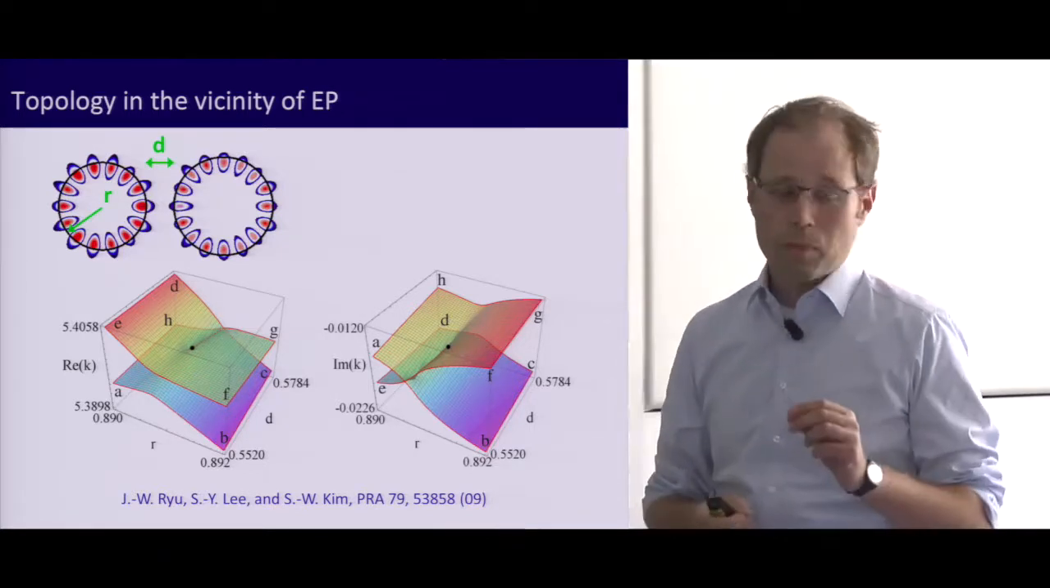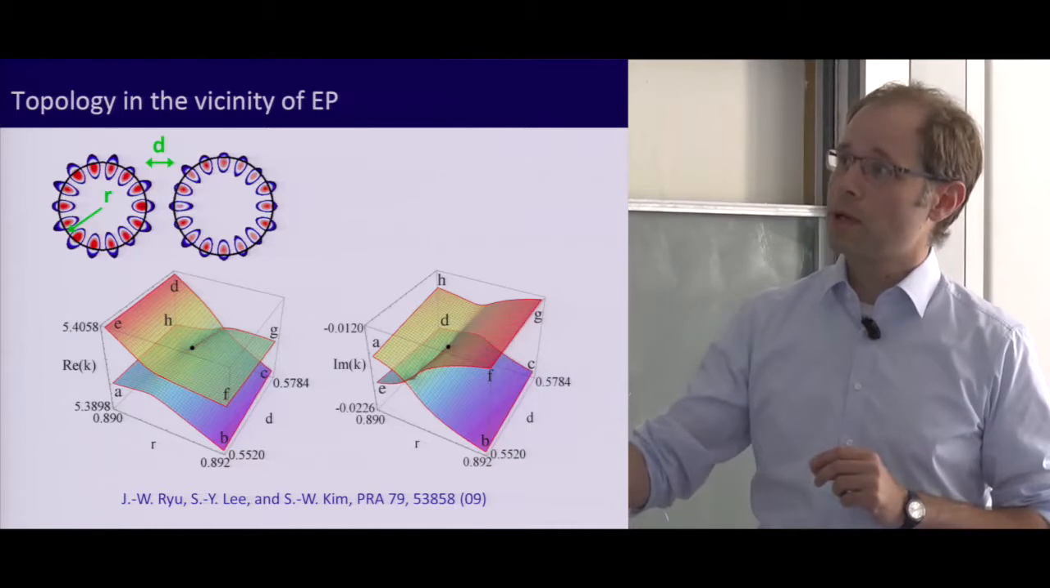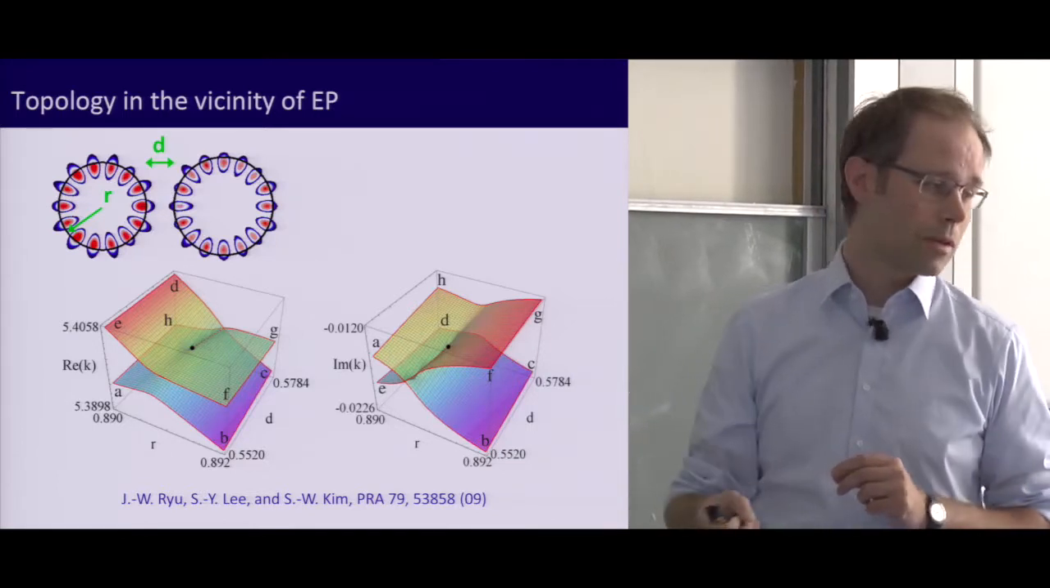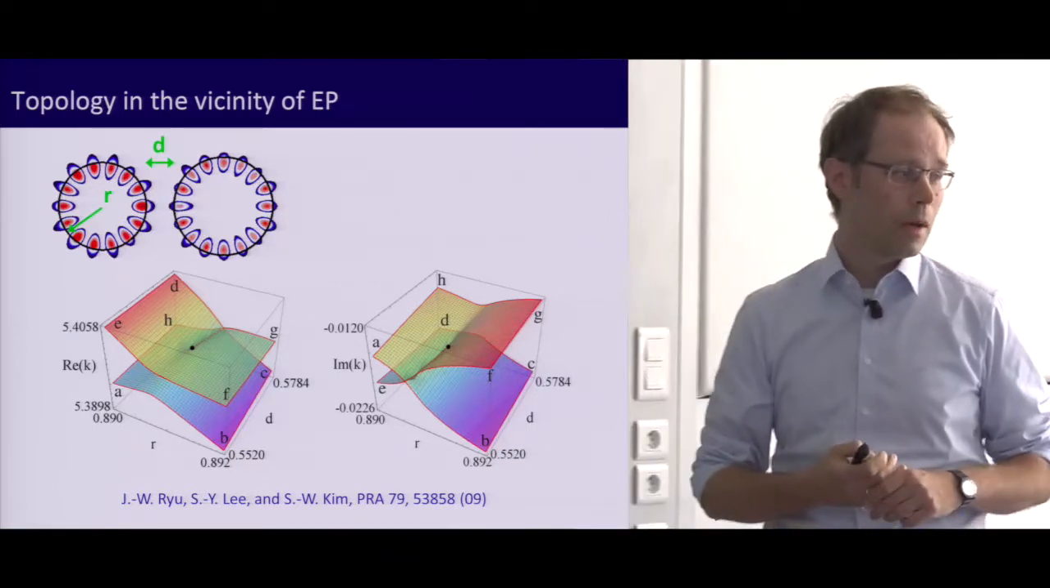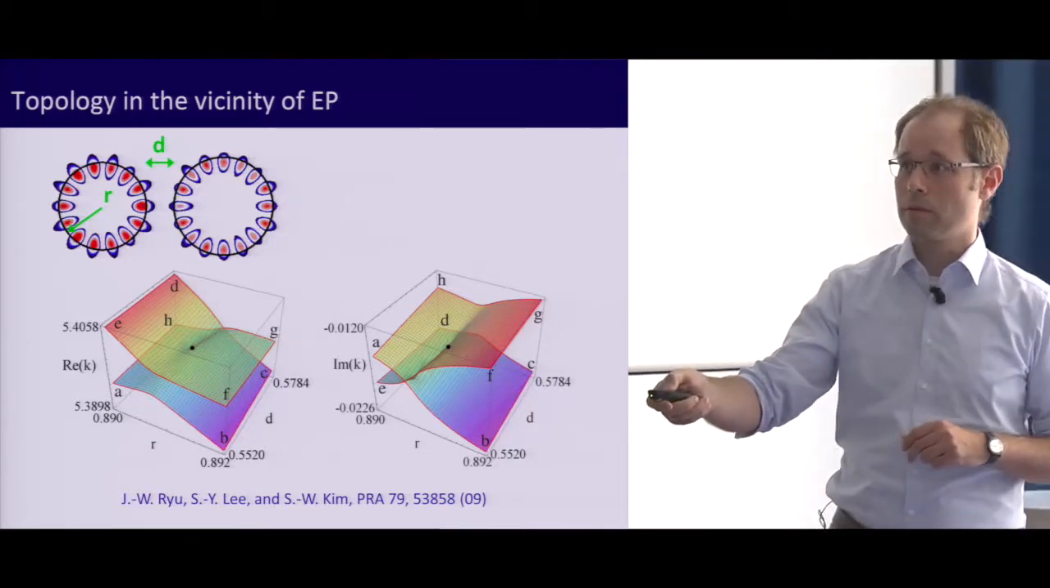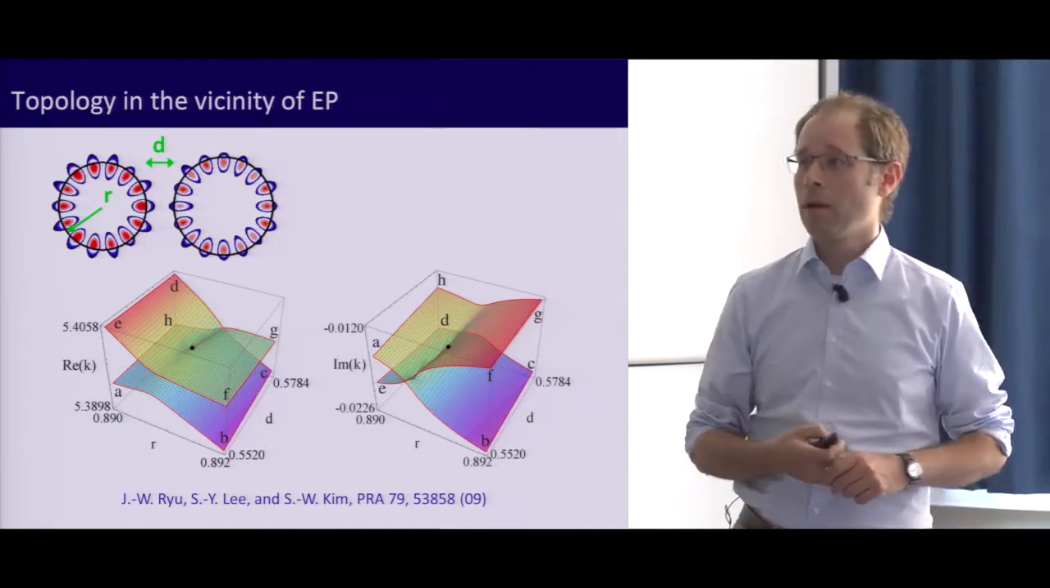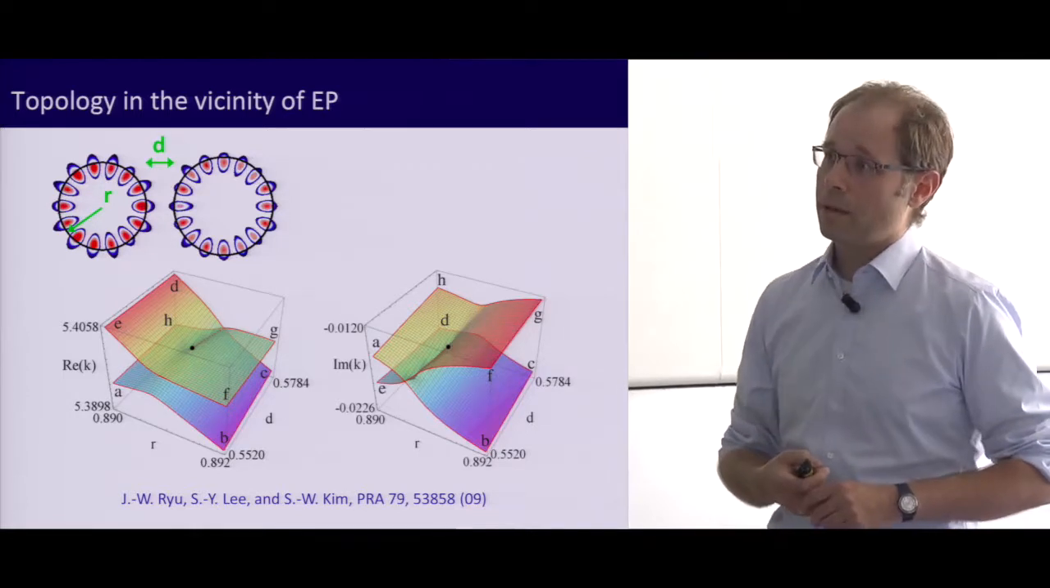And of course, there's only one point in this plot where both the real parts are the same and the imaginary parts coincide. And this is the exceptional point, which is right at the center of this Riemann sheet structure.